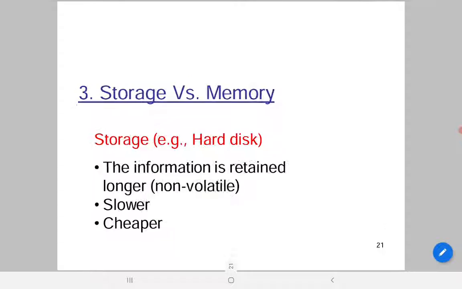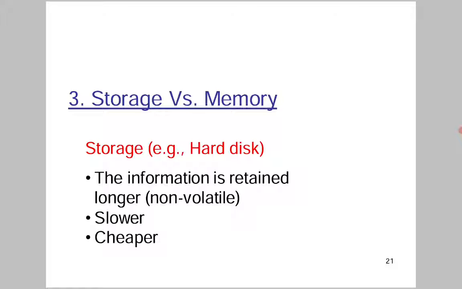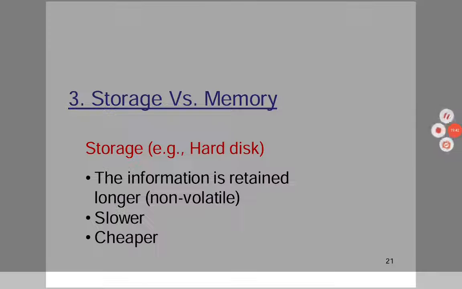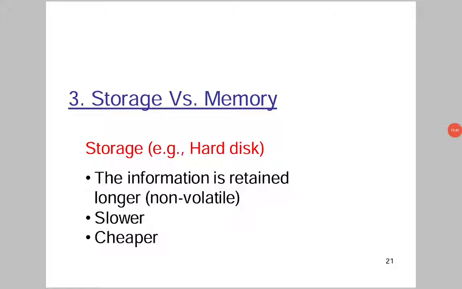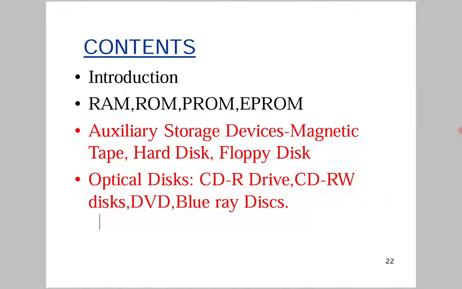Storage. So what are the storage devices? There are many types of storage devices like hard disks, magnetic tapes, USB drives, flash drives, and so on. The information is retained longer, meaning non-volatile, meaning permanent. Generally the data or information is permanently stored. They are slower in speed compared to main memories, and they are cheaper, meaning low cost compared to main memories.